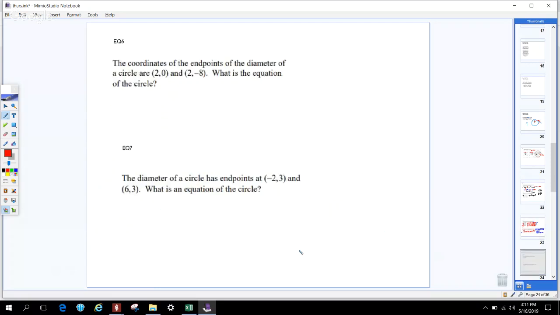Okay, next. Coordinates of the endpoints of the diameter of a circle. Because it gives us the diameter, we need to get the center. What formula do you have to know to get the center?